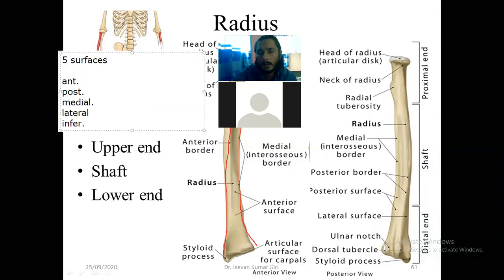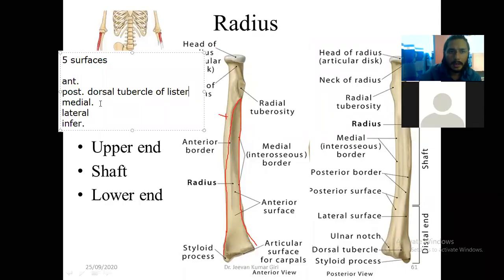The one prominent tubercle in the posterior surface of the lower end is the dorsal tubercle of Lister. So this is the prominent tubercle on the lower end, on the posterior surface. Next is the medial surface. In the medial surface, you will find the notch. In that notch, the head of the ulna will fit. That is the ulnar notch of the radius.